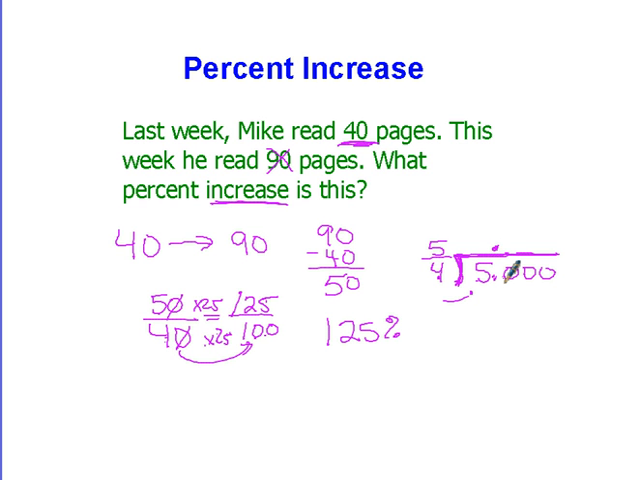4 goes into 50 how many times? Well, let's start off with 4 into 5. It goes in once. 1 times 4 is 4, and I have a remainder of 1. 4 goes into 10 twice. That's 8, and that's a remainder of 2. 4 goes into 20 5 times. There is no remainder, so I have 1.25. To change a decimal into a percent, I'm going to move this over 2 spots, and so the answer is, again, 125%.